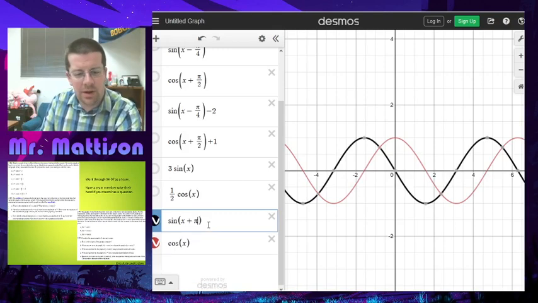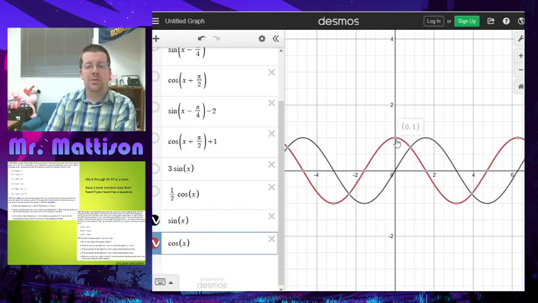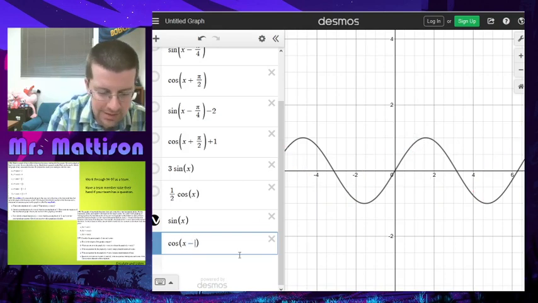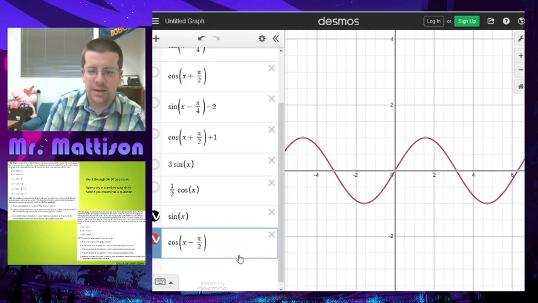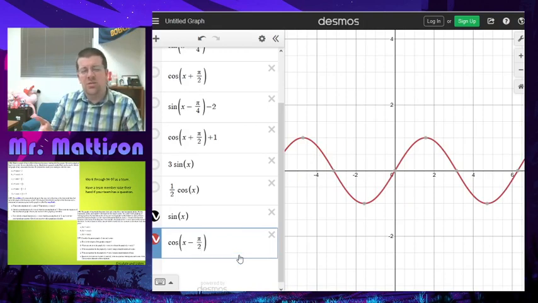So what if I want to go the other way? What if I want to change my cosine to get to my sine? Well, same thing to get from here to here. That's me moving it right, pi over 2. So I'd say, well, that's the cosine minus pi over 2 on the x, and now I'm where my sine is.